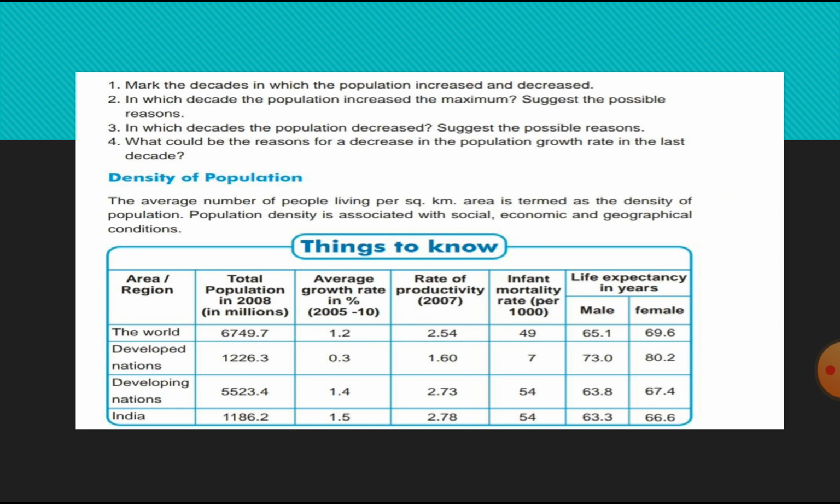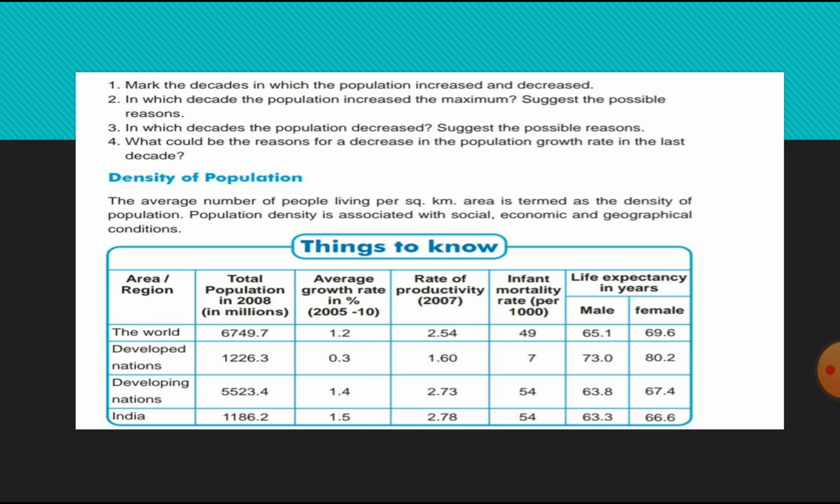Mark the decades in which the population increased and decreased. See, there has been a decrease in population only in the decades of 1911 and 1921. Otherwise, in all other decades, there has been an increase in population. In which decade did the population increase the maximum?